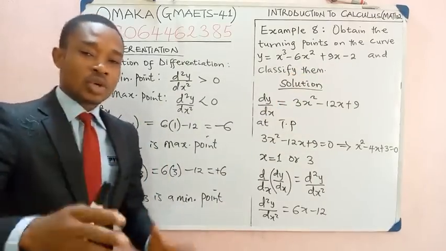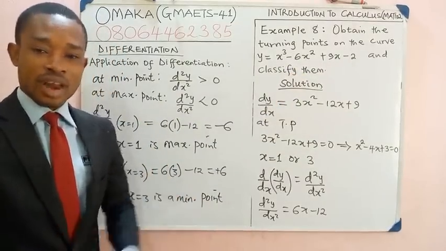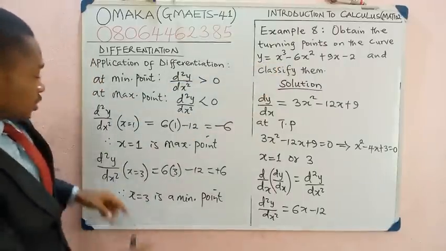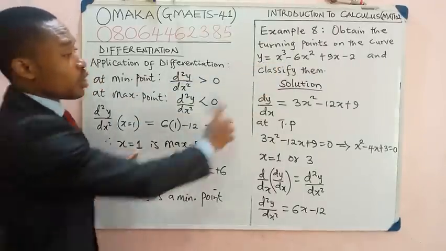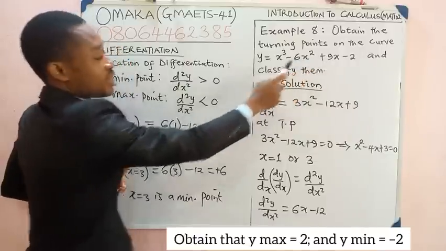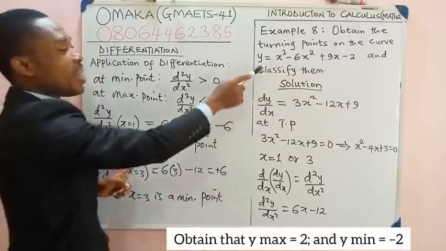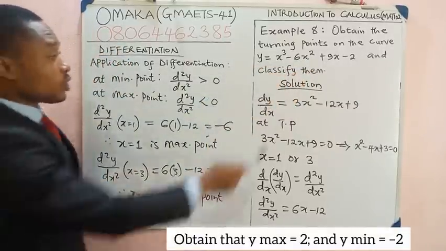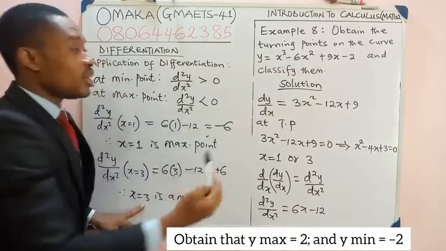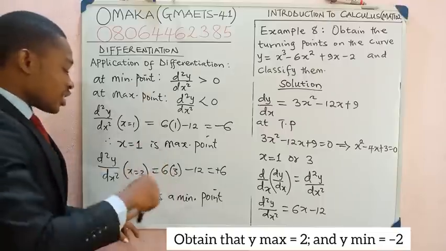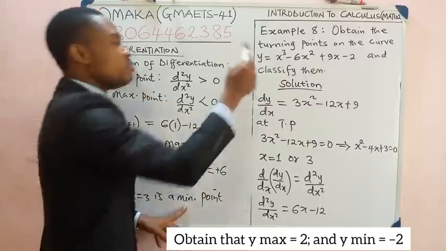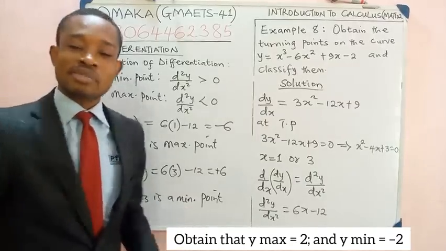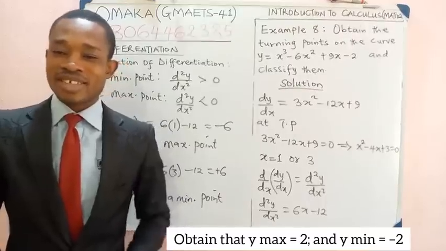Please, I would like you at the end of this class to go to this function y and substitute this maximum point. Anywhere you see x, the answer you are going to get will be the maximum value of this function. Then again, substitute x equal to 3 for x, then simplify. Any answer you get is going to be the minimum value of this function. Please do that immediately at the end of this class.